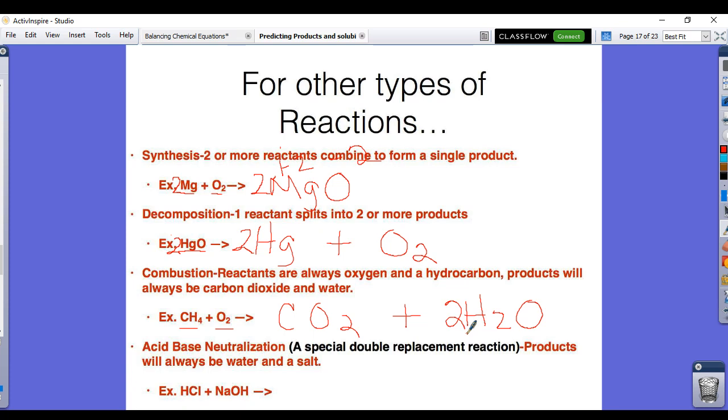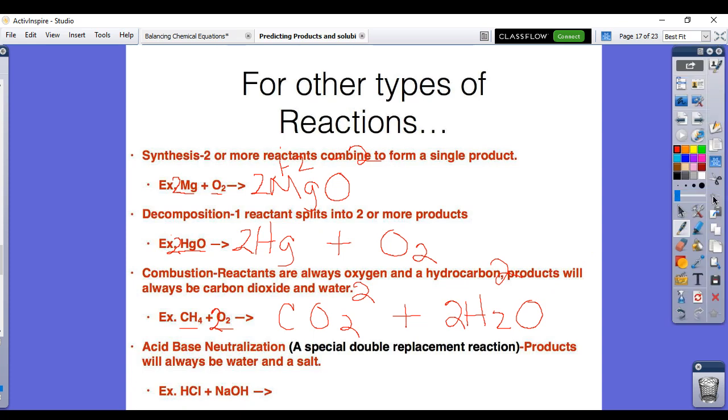And then our oxygens, we have 2 oxygens on this side of the plus sign, and we have 2 oxygens here. So 2 plus 2 is 4. So in order to make 4 over here, we'll put a 2 there. So we put our 2 in front of that oxygen. Now we have 4. So that's your balanced equation for a combustion reaction.